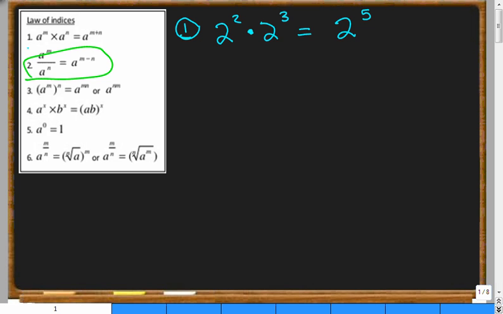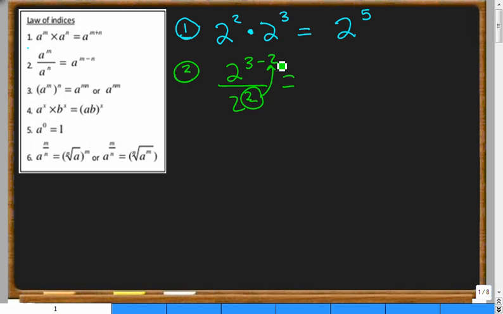Second example says, well, if we are dividing those, so kind of the inverse of multiplying, then you are going to subtract the exponent. So you're always going to subtract one from the other. So, for example, here, if you had 2 cubed over 2 squared, you are going to take the 2 and subtract it away from the 3. So you get 2 to the 3 minus 2, which is 2 to the 1st. That's how you would find that answer.